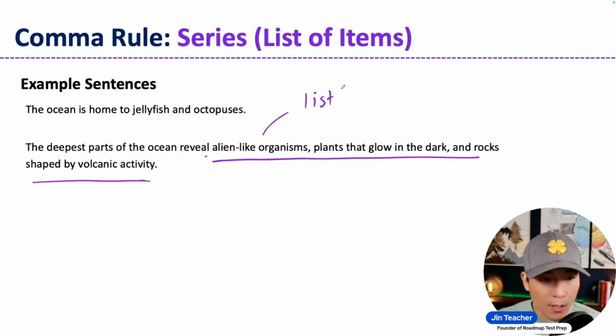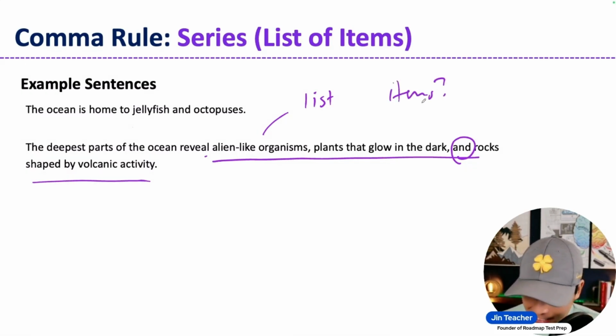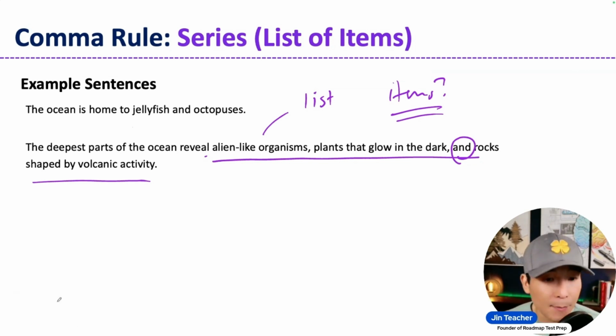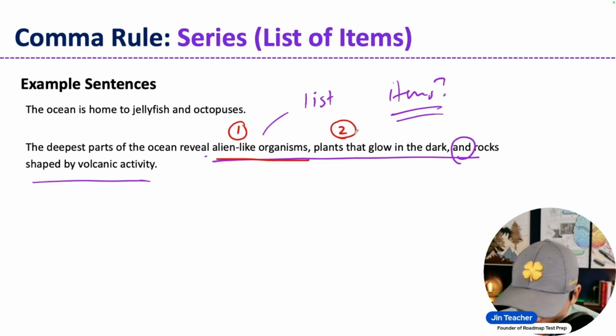What's the connecting word that connects these items in the list? The connecting word is going to be "and." Now, let me ask you this question: how many items are there in this list? You can read it, you might need to read it over again, and that's okay. If you said there are 3 items in the list, that would be absolutely correct. What's the first item? The first item is alien-like organisms. The second item is plants that glow in the dark. And the third item is rocks shaped by volcanic activity.